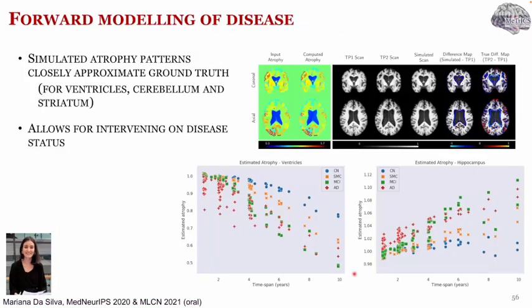And then in this way, Mariana was able to generate simulated patterns of brain atrophy which closely resemble ground truth, as well as intervene at test time on disease status or years of progression in such a way that it's clearly possible to distinguish between disease states as seen through measurements of ventricular and hippocampal atrophy.